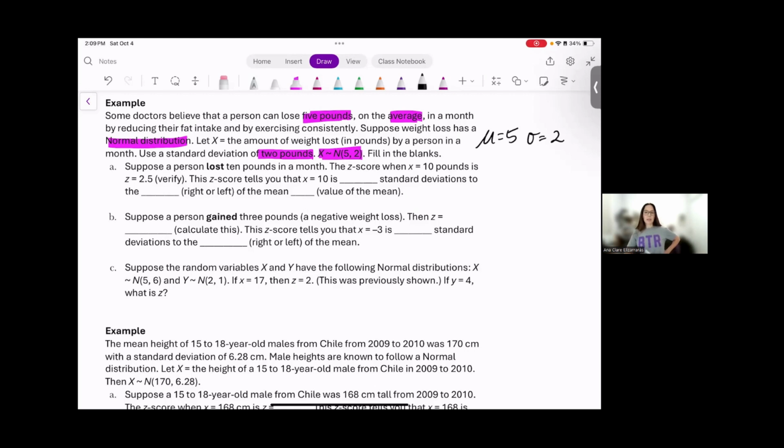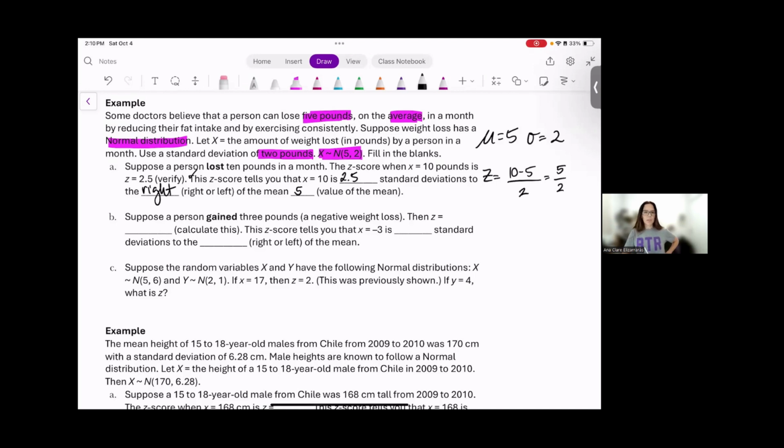Suppose a person lost 10 pounds. That's more than the average. The z-score when x equals 10 pounds is 2.5. Let's verify that. I take the value of 10 minus 5, and I divide it by the standard deviation of 2. 10 minus 5 is 5, divided by 2 is 2.5. This z-score tells you that x is, well, what is the z-score? Because z-scores are measured in standard deviations. The z-score was 2.5, so this tells us that x equals 10 is 2.5 standard deviations to the right (right is positive, left is negative) of the mean, which is 5.